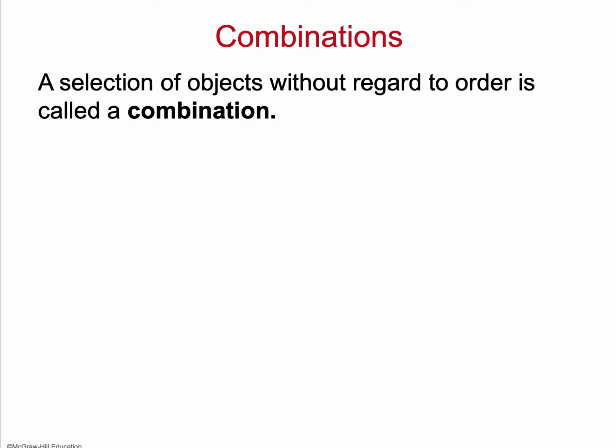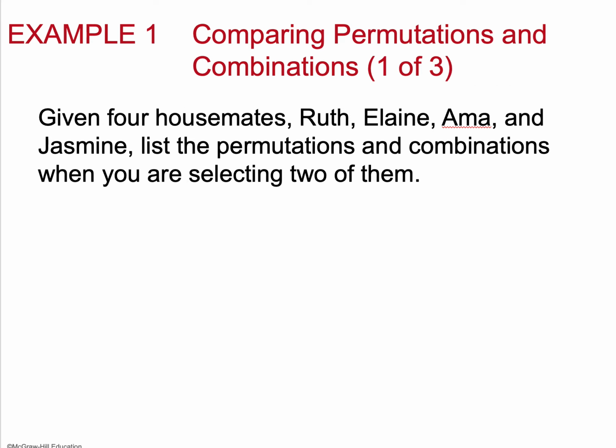So if I'm selecting objects with no order, that is called a combination. So a password, it has order. You have to type the letters in the right order, so that's not a combination. If you are trying to unlock a safe, you have to type those numbers in a specific order. That's not a combination. If you are picking outfits out of your closet, it doesn't matter if you pick the shirt or the pants first. So that is a combination.